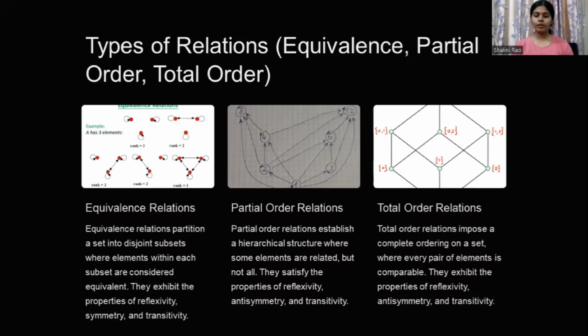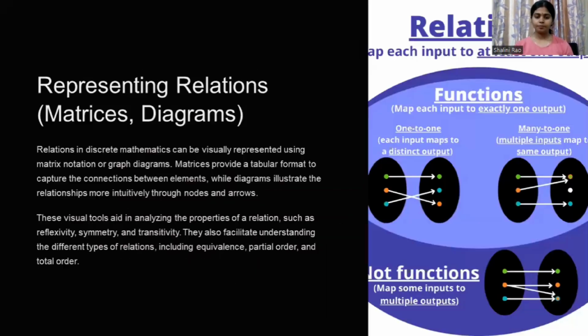Total order relations. Total order relations impose a complete ordering on a set where every pair of elements is comparable. They exhibit the properties of reflexivity, antisymmetry, and transitivity.